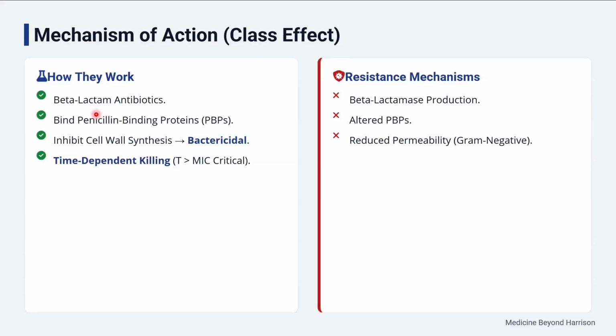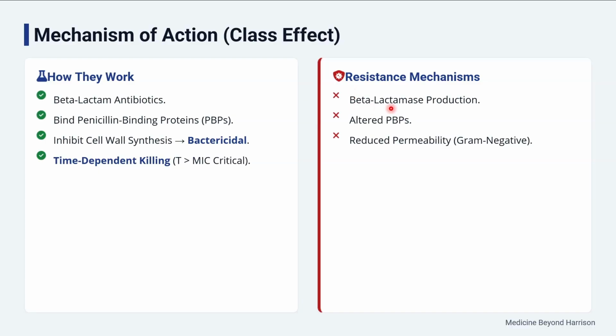Mechanism of action: beta-lactam antibiotics bind penicillin binding proteins, inhibit cell wall synthesis, and are bactericidal. This is the most important concept that you must take away from this slide. There is also time-dependent killing. So the duration the antibiotic stays in the blood above the minimal inhibitory concentration is when the action is better.